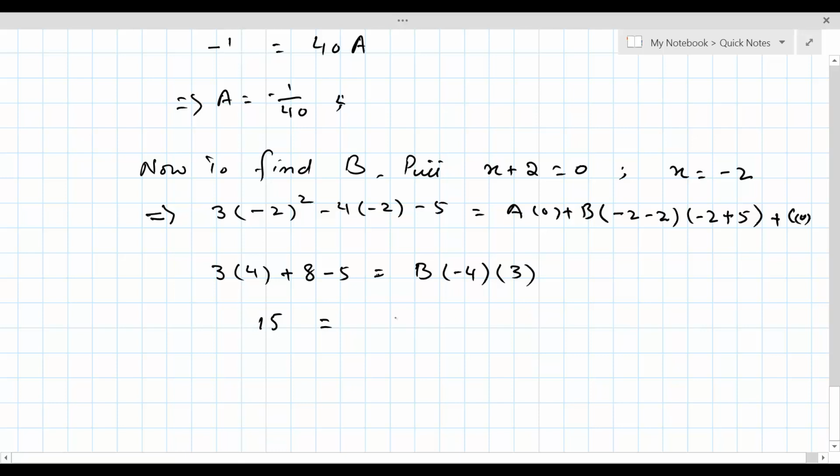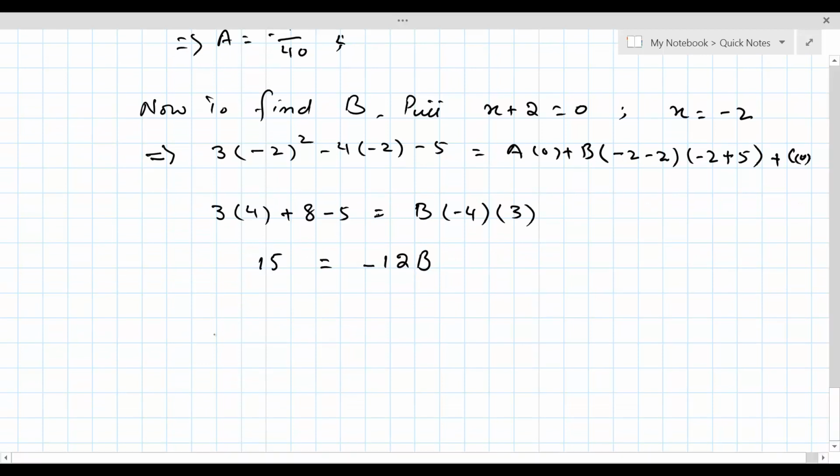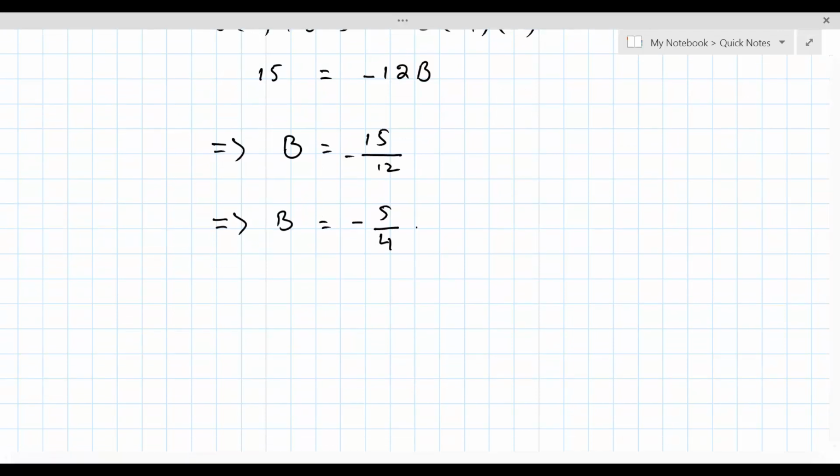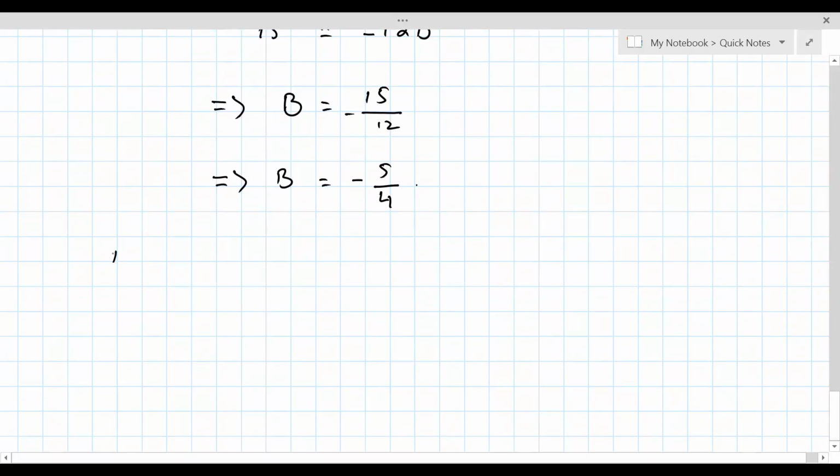15 equal to minus 12b. So the value of b we obtain is equal to 15 over minus 12, and if we divide by 3 in the numerator and in the denominator, b is equal to minus 5 over 4. So we got the value for b. Now we will find out the value for c.